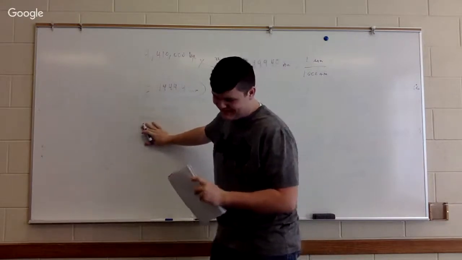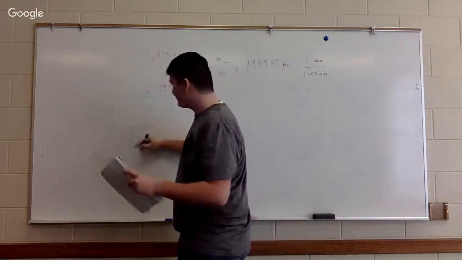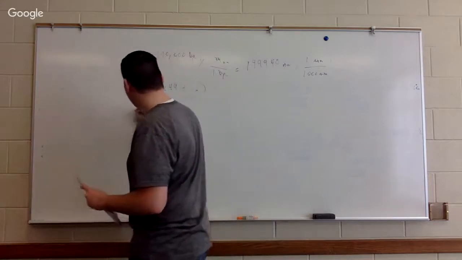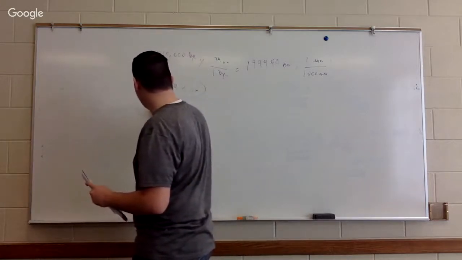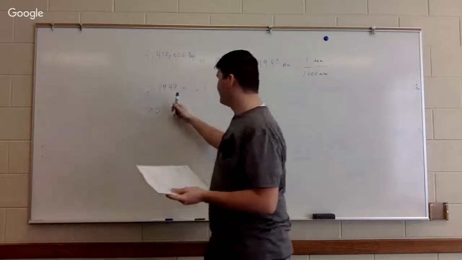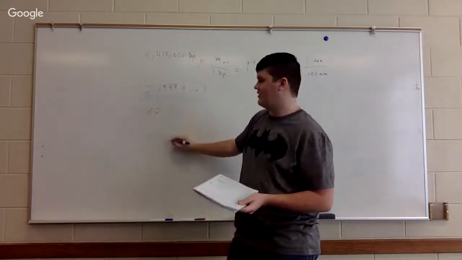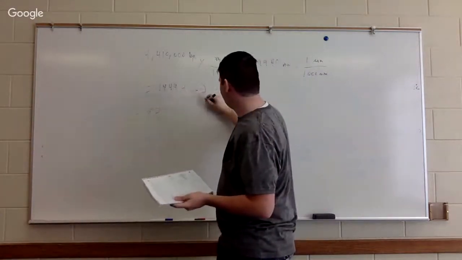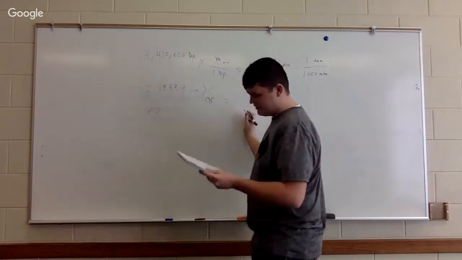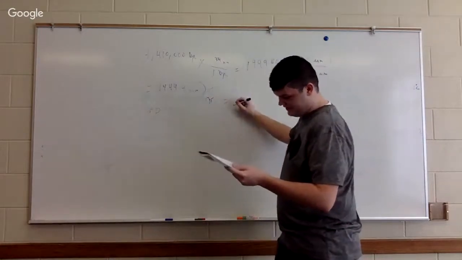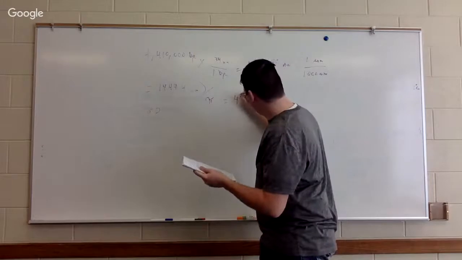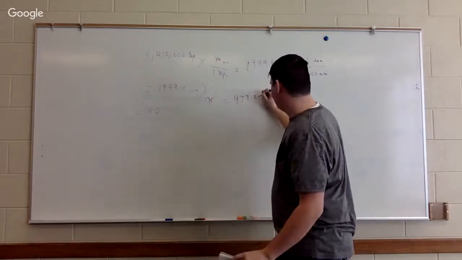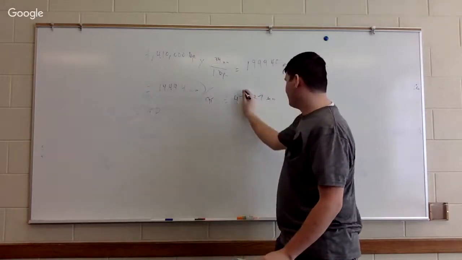B, what is the diameter? Well, we know that circumference is equal to pi times diameter. We just found the circumference in part A. So to find the diameter, we just divide this number by pi, and we get 477.27 micrometers.